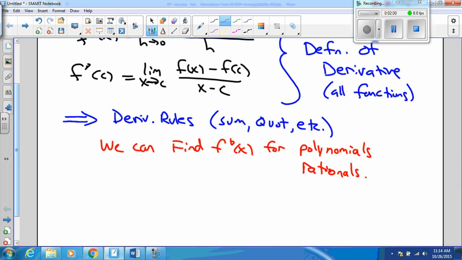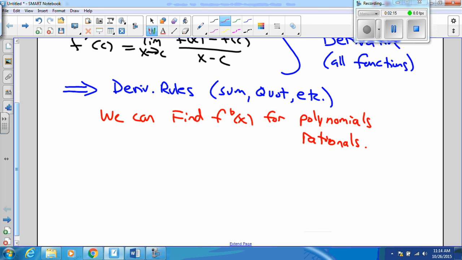So we have still a lot of families of functions to go. And this week we're going to focus on some tools that are useful for finding derivatives of piecewise defined functions. Functions that are defined in terms of pieces.